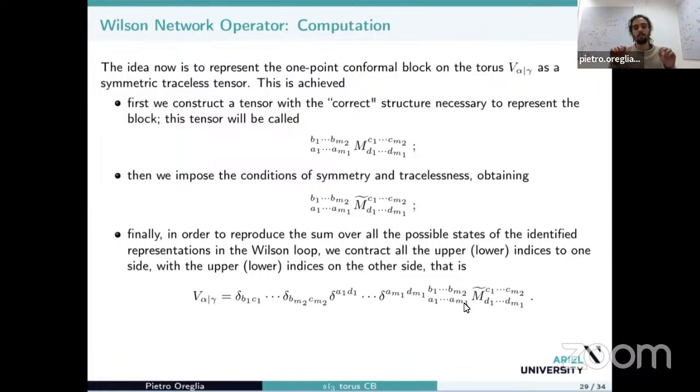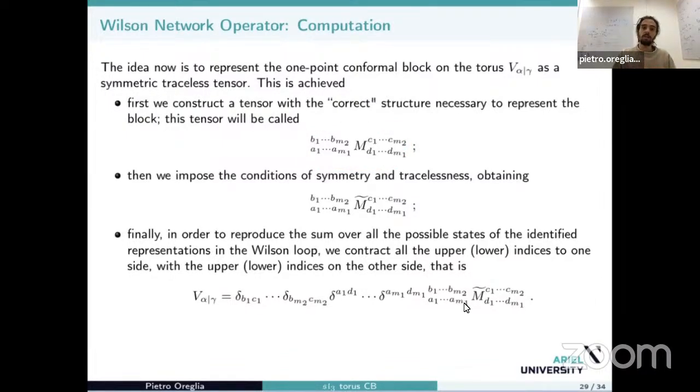First of all, we want to construct a tensor with the, let's say, correct structure necessary to represent the block. I say correct because this is not yet the tensor, because it does not have the conditions of symmetry and tracelessness, and this is the next step, and also we have not summed over. So the first step is to construct this kind of tensor here, in which we put also the representation for the intervening operator, which is the missing part here. And then we impose at the end the conditions that we need. And finally, we have to sum over all the states, as we explained, or the entire state. In order to do this, we have to consider this kind of contraction. So we have to identify the upper indices of one side with the other side, and the lower of one side with the one of the other side.